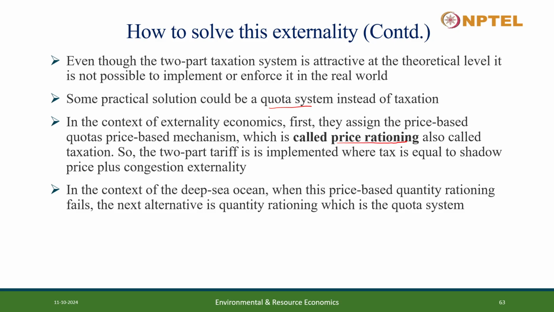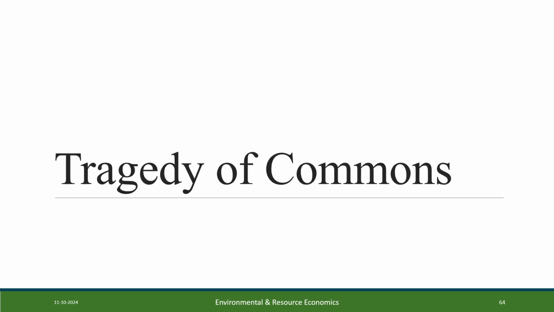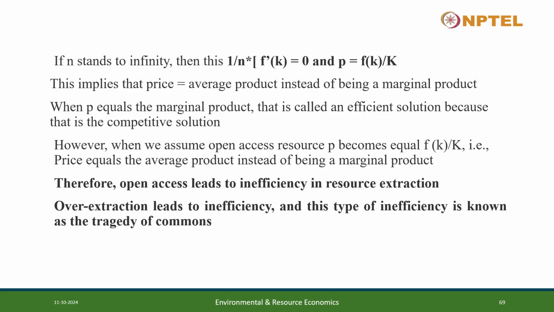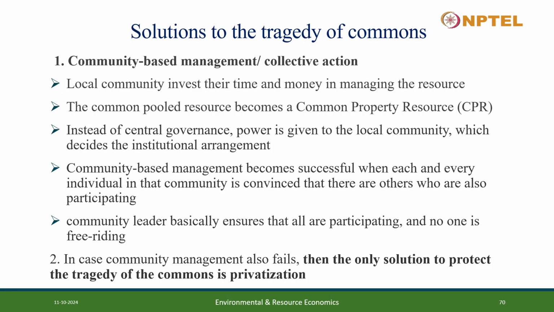And so these are the two things, price based rationing and quantity based rationing, to solve the externality problem, due to which, in the open access case, the open access resources are there because we are not able to give any kind of property right to any specific entity. So then we have the tragedy of commons.